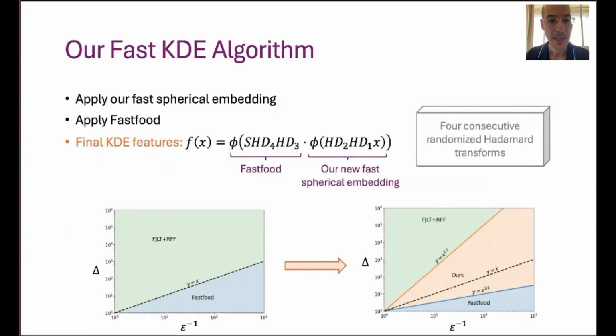And as promised, the way we apply it is we use it to reduce the diameter of the points, then we apply FastFood. The final features that we get have the form of 4 consecutive randomized Hadamard transforms. I didn't have time to tell you what they are in this video, but the form of the features is pretty simple in the end.